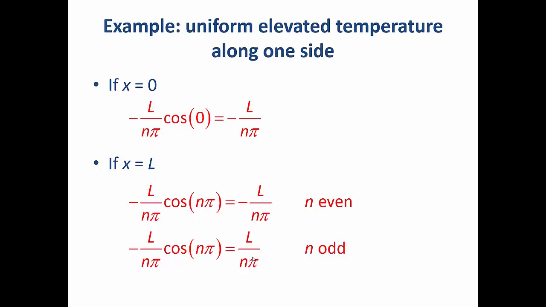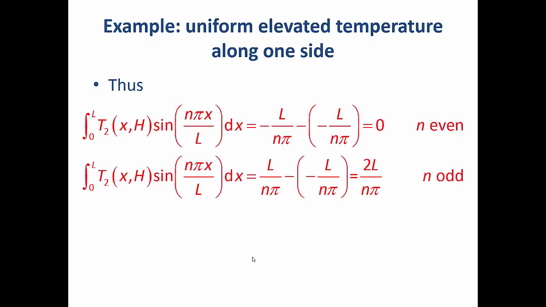Basically, if n is even, I have cos of 2 pi, 4 pi, etc., and the value of that is 1, whereas if n is odd, I have cos of pi or 3 pi, 5 pi, etc., and in that case the value of it is minus 1. Putting that together means that if n is even, the overall integral gives us a value of 0, whereas if n is odd, we get a non-zero value of 2L over n pi.